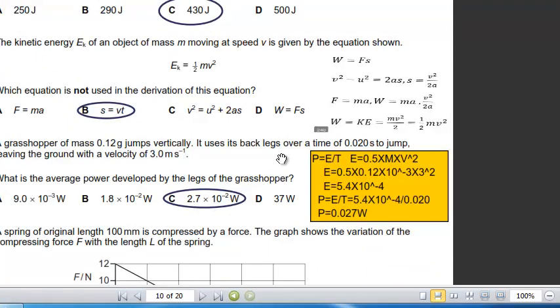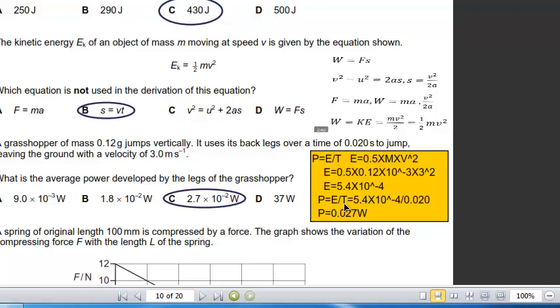derivations. Question number 19 says that a grasshopper of mass 0.12 gram jumps vertically with its back legs over a time of 0.02 seconds to jump, leaving the ground with a velocity of 3 meters per second. What is the average power developed by the legs of the grasshopper? So you just have to know that power is energy supplied per unit time, and energy is, you know the velocity, you know the mass, kinetic energy, half m v square, which is 5.4 into 10 to the power negative 4. So you can simply put it in the power formula.